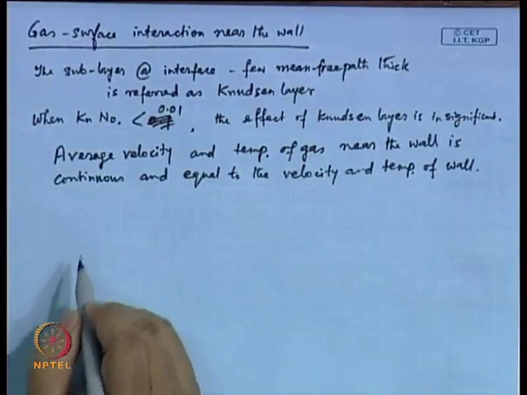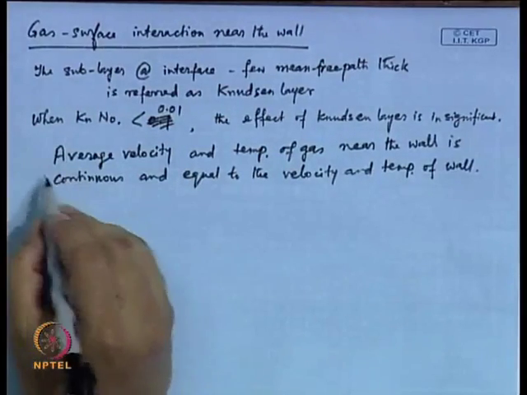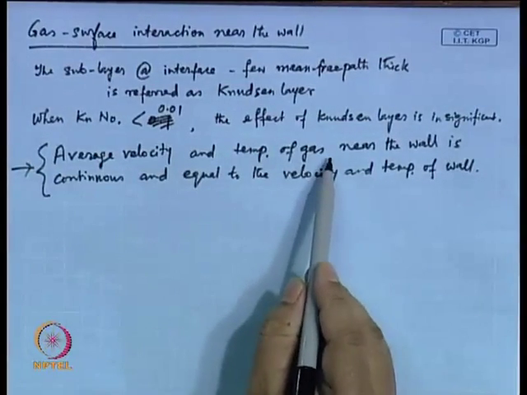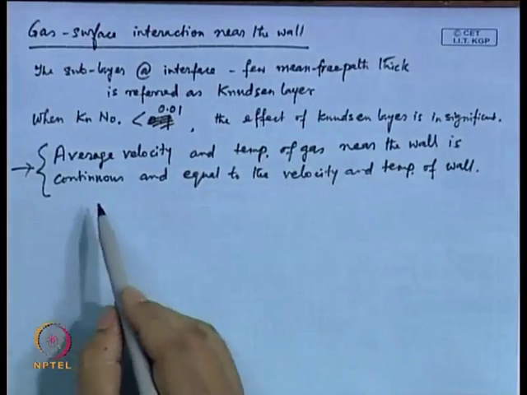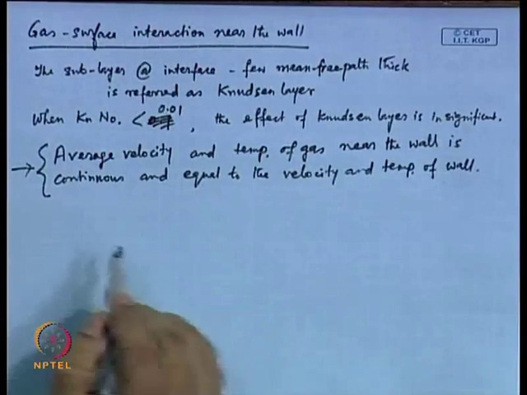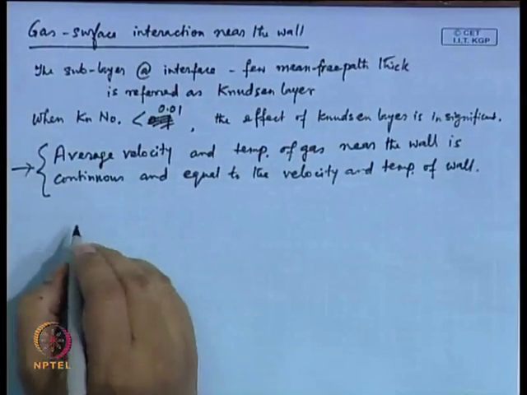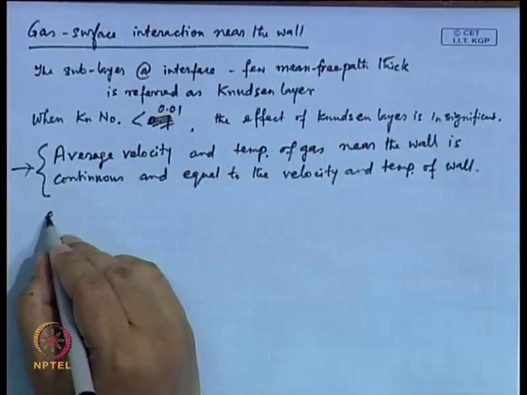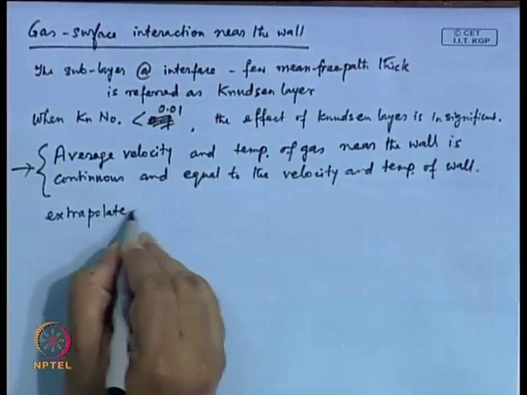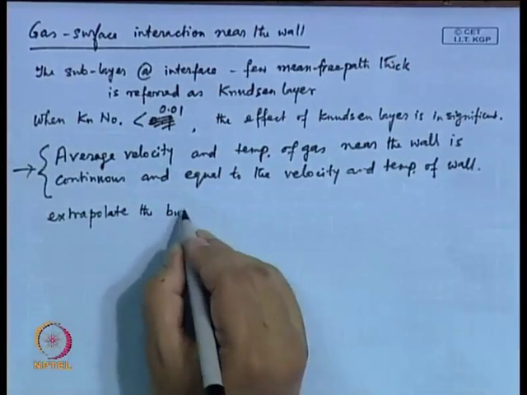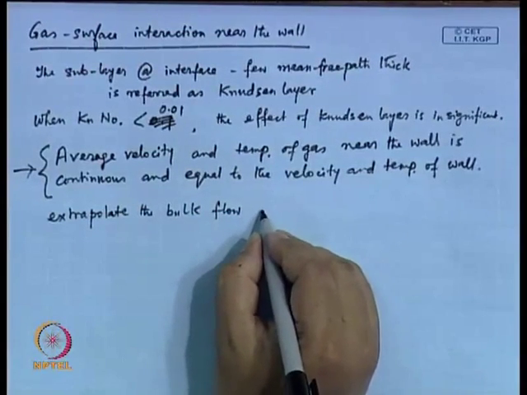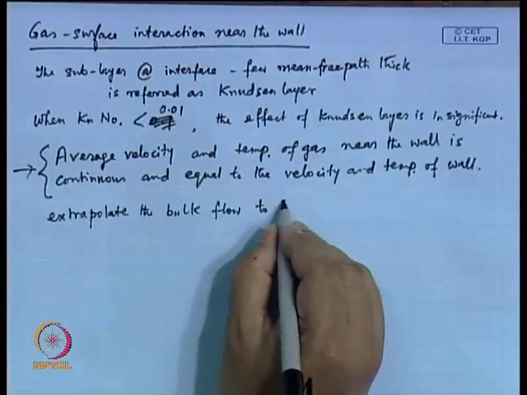Okay. So, if this is the condition, if the average velocity and temperature of gas near the wall can be considered continuous and equal to the velocity and temperature of the wall, then you can assume, or then you can extrapolate the bulk flow to the surface.